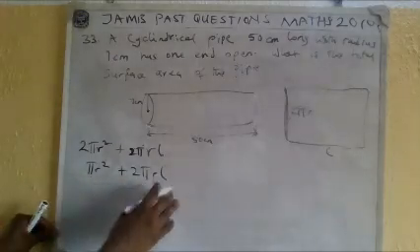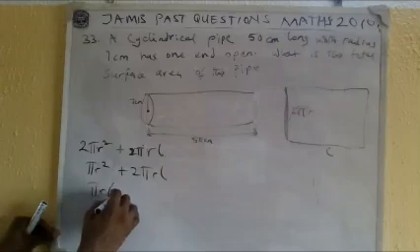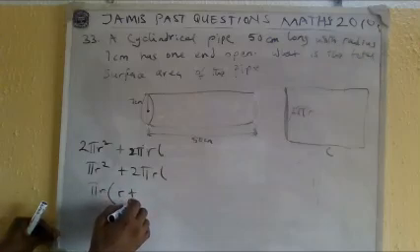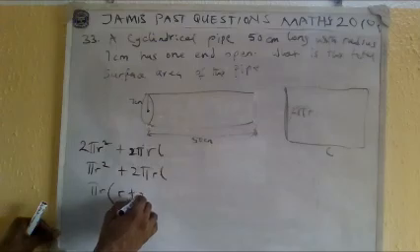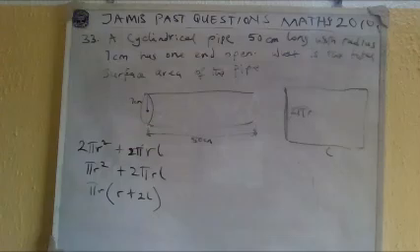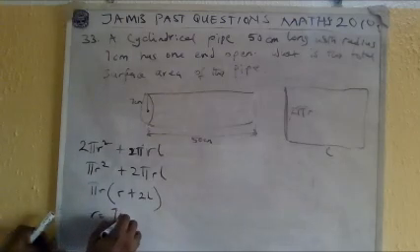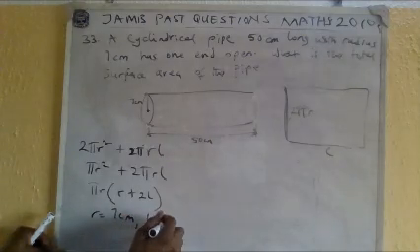What's common here in this formula? Pi r is common. So pi r times (r plus 2L). At this point, what's our r? r is 7 cm, and L is 50 cm.